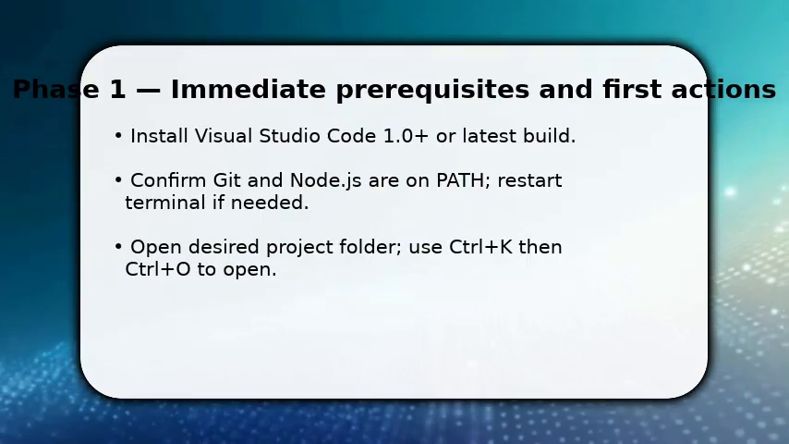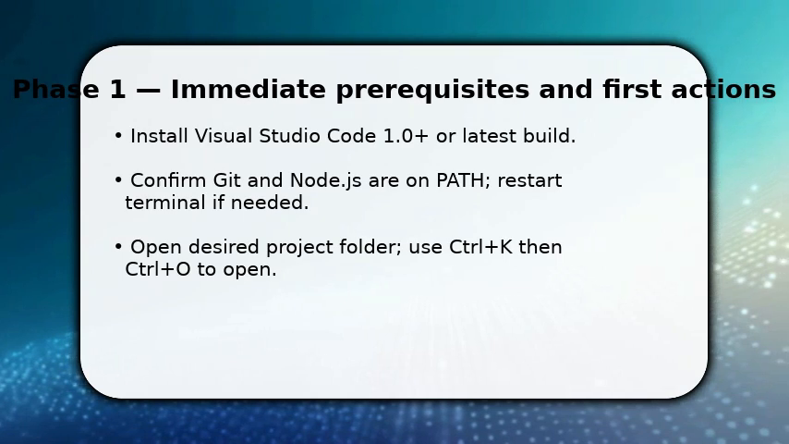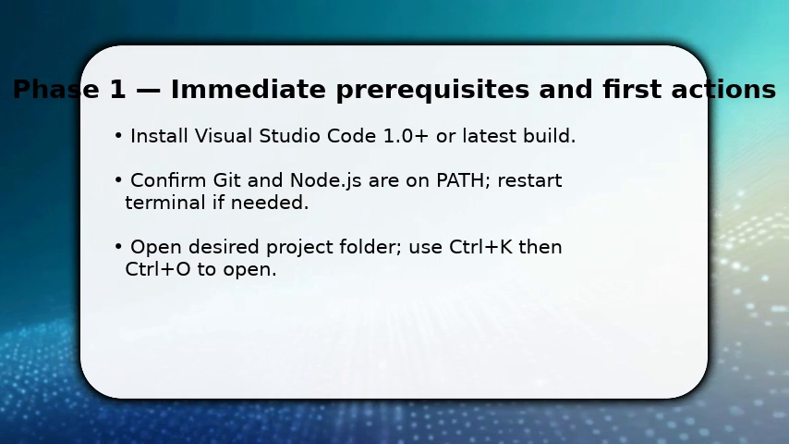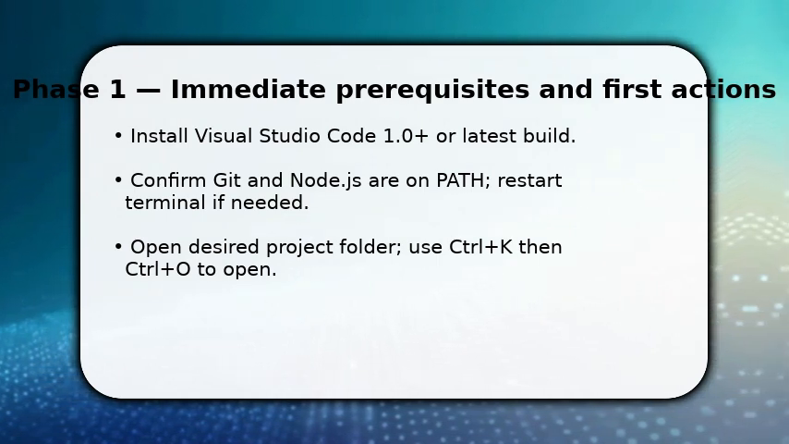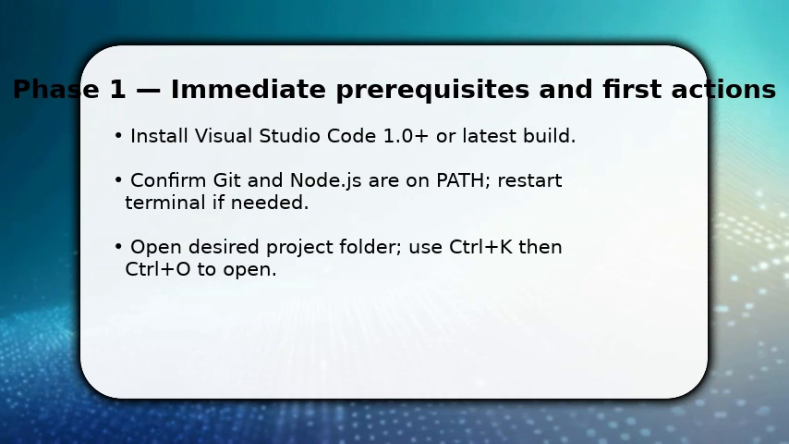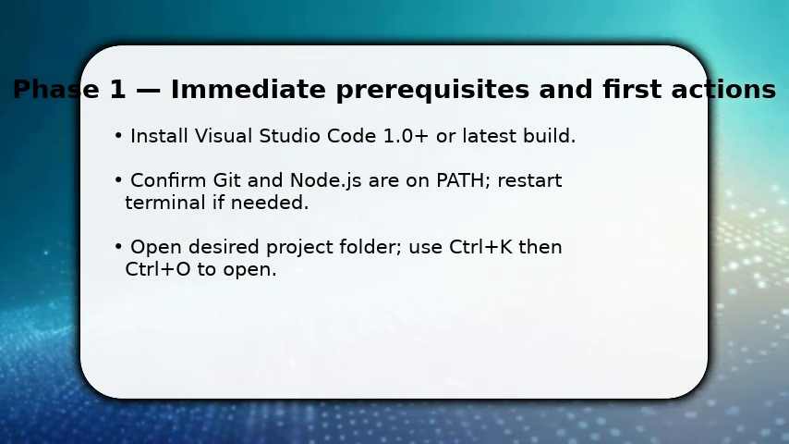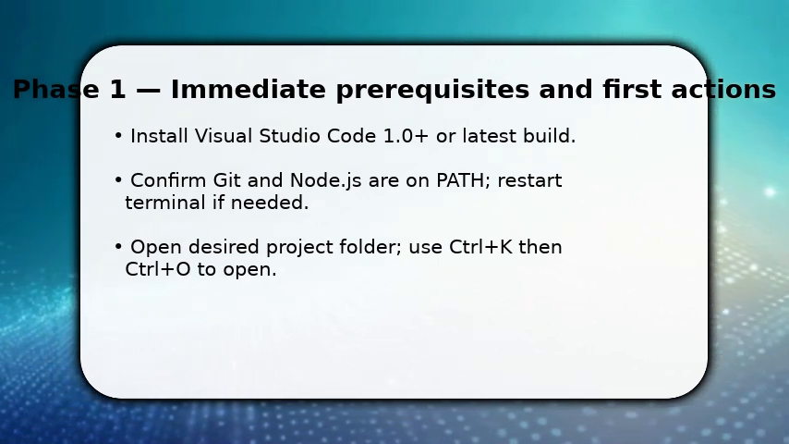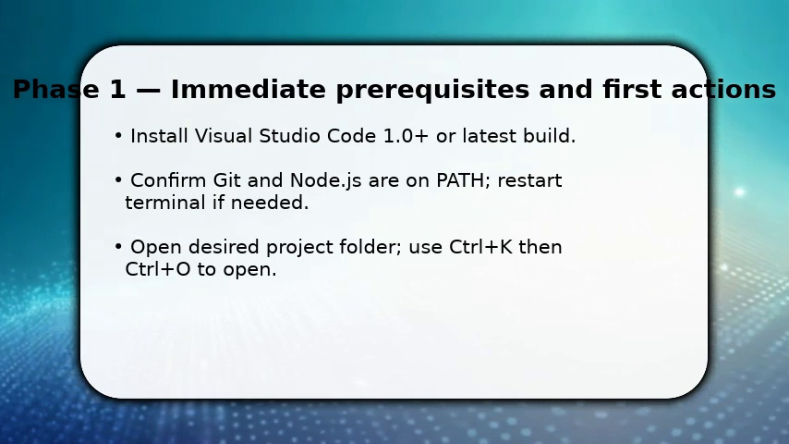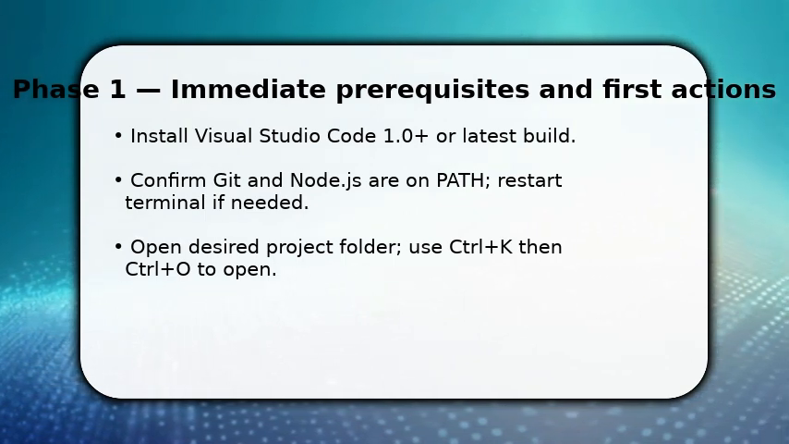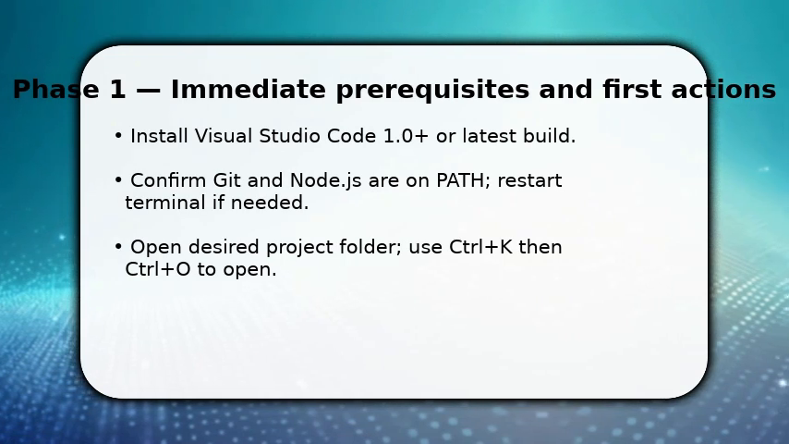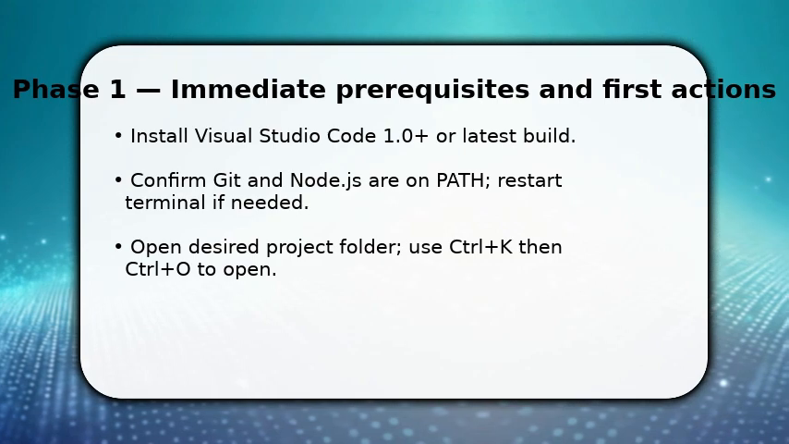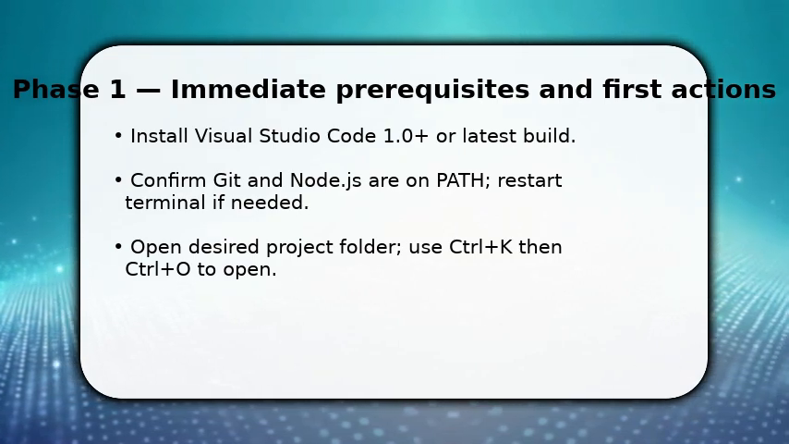You start by installing Visual Studio Code and verifying core tools, because configuration builds on them. Once installed, make sure Git and Node.js are on your path so extensions and terminals work reliably. Open your project folder now. Using the Open Folder command, keep settings local. Then enable auto-save or set up a workspace file so changes persist. These initial steps remove friction. They let you focus on editor behavior and extensions rather than fixing environment problems later.